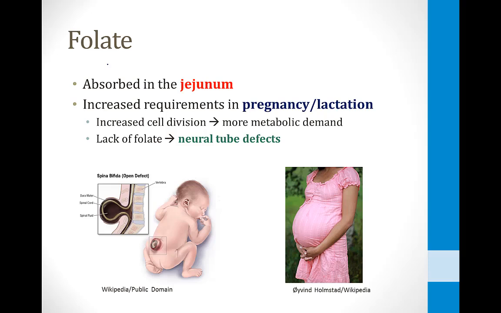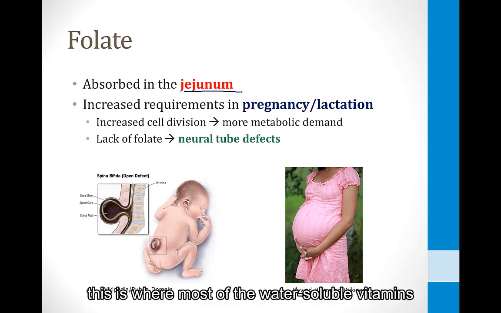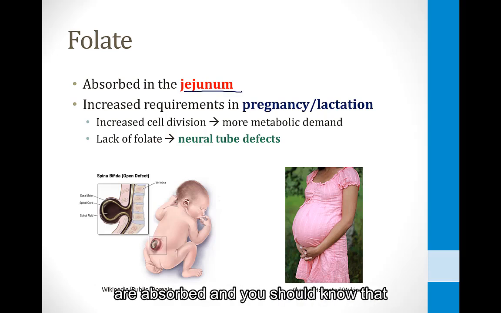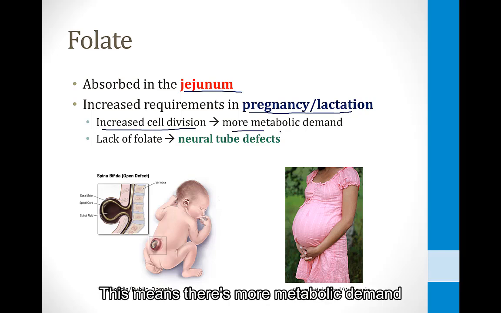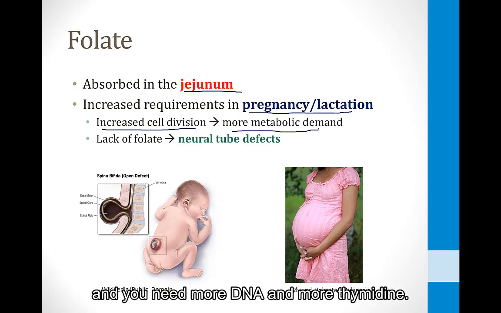Folate is absorbed in the jejunum. This is where most of the water-soluble vitamins are absorbed, and you should know that there are increased requirements for this vitamin in pregnancy and lactation. In both of these settings, there's an increased cell division. This means there's more metabolic demand, and you need more DNA and more thymidine.